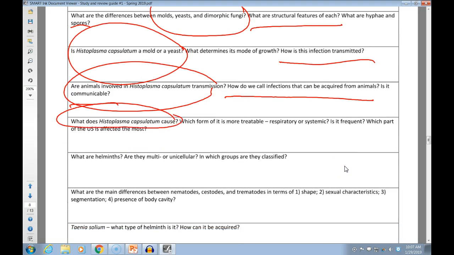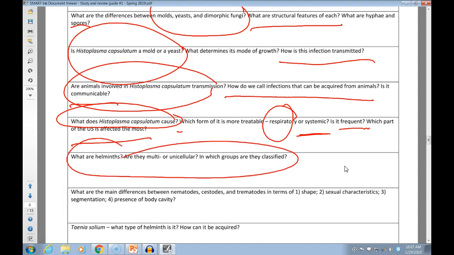Causes histoplasmosis, mostly a lung infection. Okay? The respiratory form is treatable. Systemic is hardly treatable. It's rare. The part of the US that is affected the most, I would call it the Eastern Midwest, like Kansas, Nebraska, Ohio, Indiana, Illinois, Midwest.